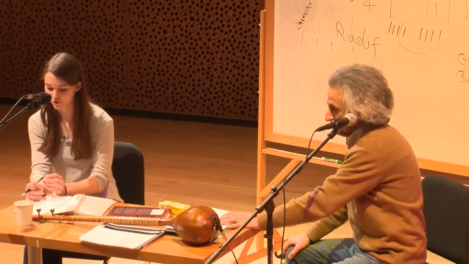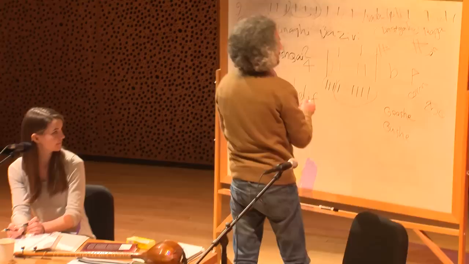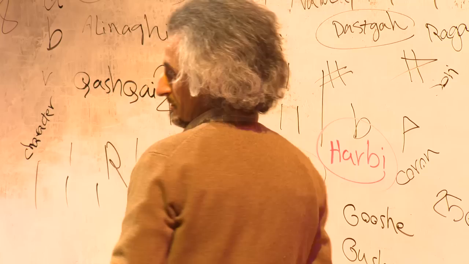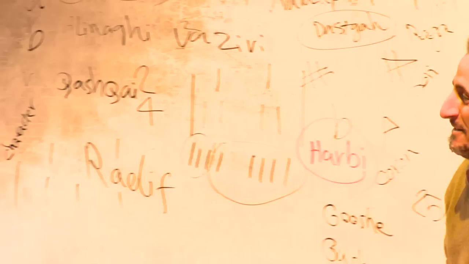But the 20% that remains have a couple of rhythmic figures, fixed meter figures. I'm going to introduce 4 of them to you today. The name of the first one is حربی. حرب means war in Arabic.